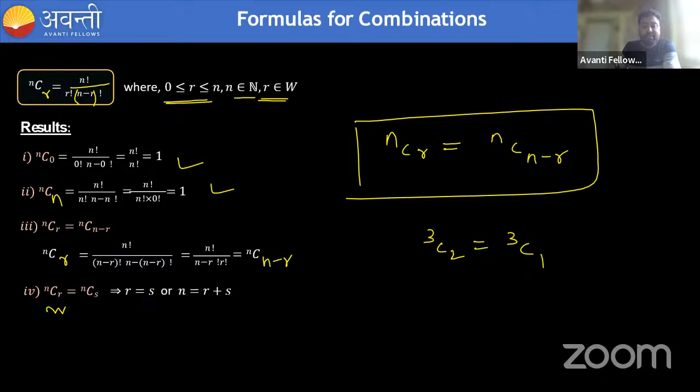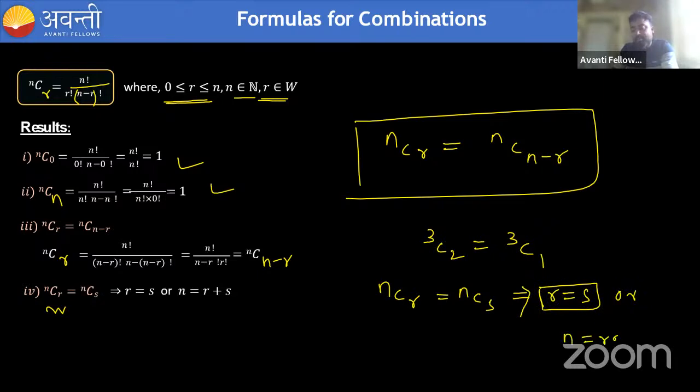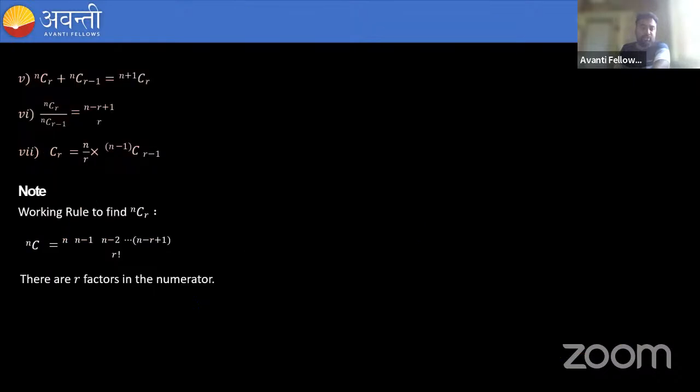And the fourth one is nCr equal to nCs. When can we say nCr is equal to nCs? Either r is equal to s, or n is equal to r plus s. These two possibilities we get when nCr is equal to nCs: either r is equal to s or n is equal to r plus s. Okay, guys, clear? So let's move on.